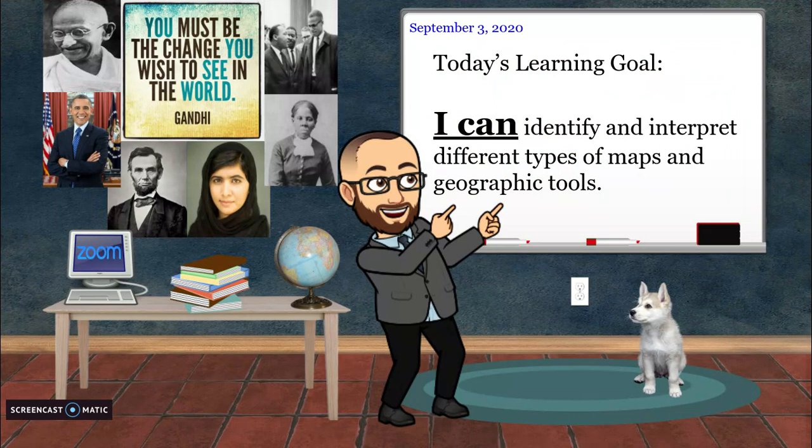Can you look at a map and identify or tell me what type it is? I can interpret different types of maps and geographic tools. Are you able to find information based on the map you are given? Okay, so I want you to be able to identify the map or geographic tool and be able to use it to find information.